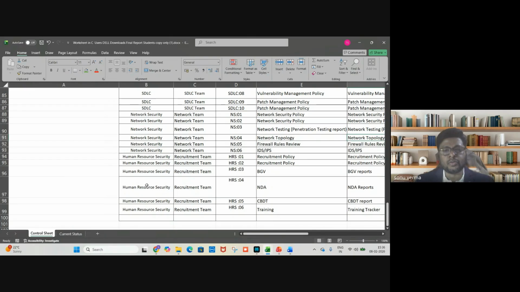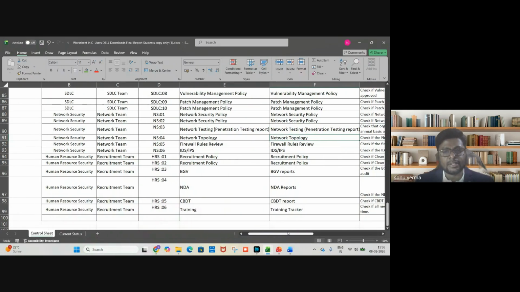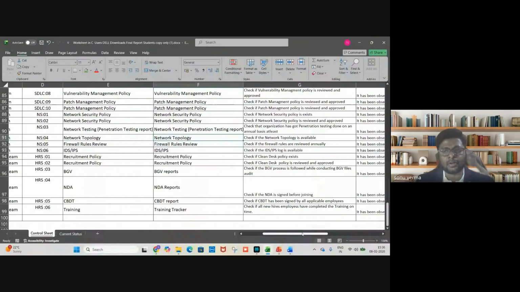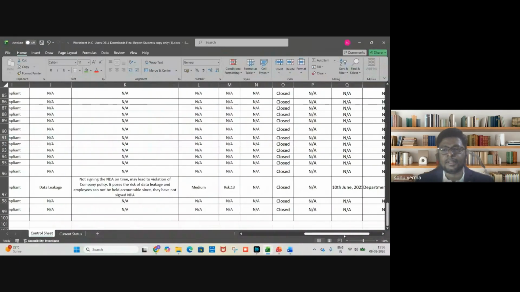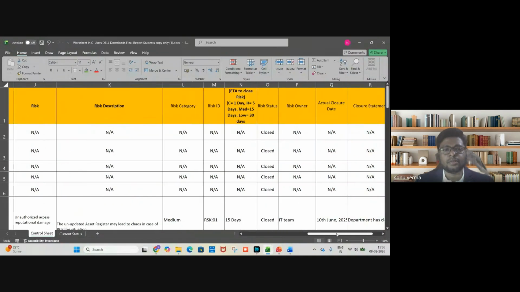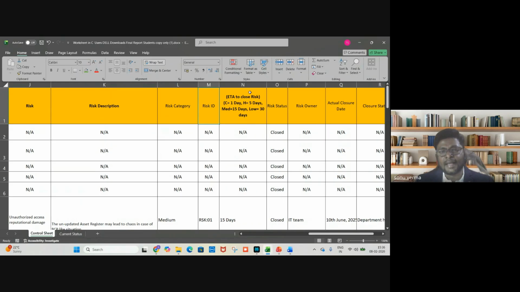Then we are going to teach you how to audit the human resource department, whether they're conducting the background checks or not, whether the employees are signing the non-disclosure agreement or not. Then I will teach you how to close the gaps: risk description, risk categories, risk identification. Then I will teach you how to make the SLA to close these gaps.